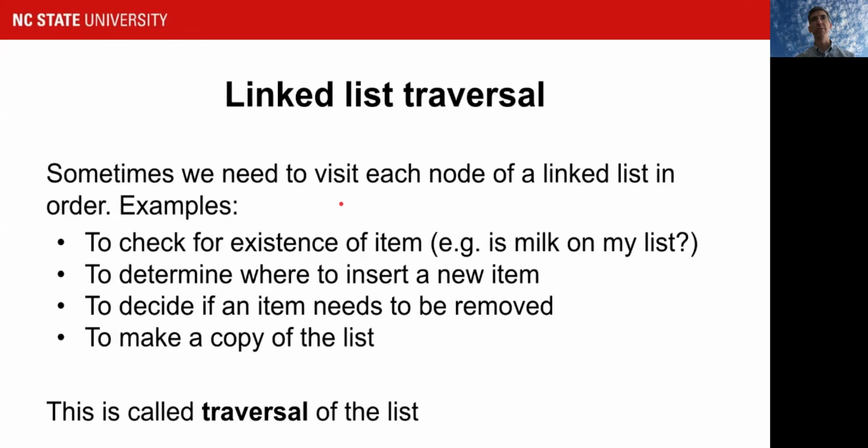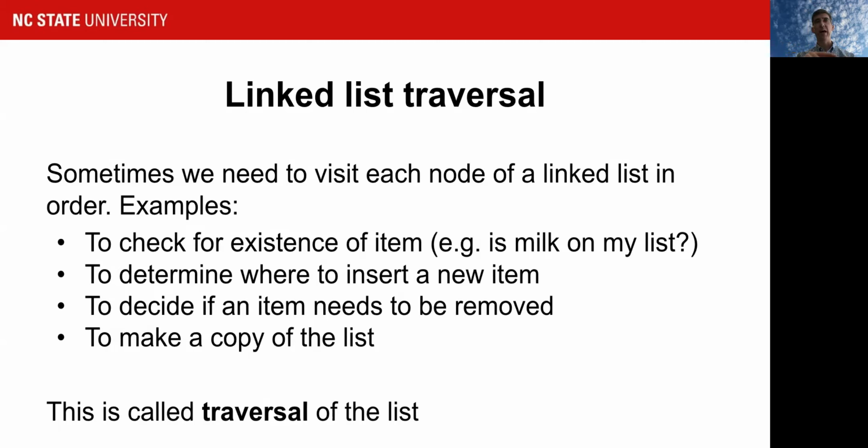Traversal is so important because we need it for lots of different things we want to do to a list. Like if we want to check if something's in my list, like have I put milk on my list? Then I need to go through every item in the list and look to see, is it milk? So to check for existence of an item in my list, I need to traverse it and walk through everything in the list. To determine where I might want to insert a new item, I might need to look through the list to find an item. And the only way I can find it is by looping through it.